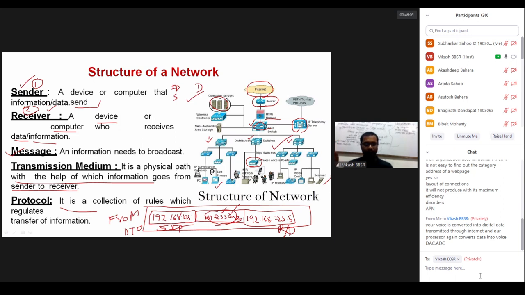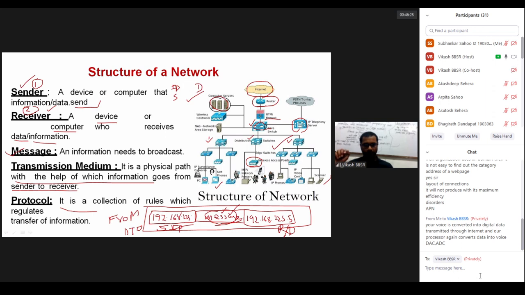If there are no rules, what will happen? You may not go in the proper way or proper path. So protocols are there. So many protocols are there. They control all the transmission. Clear, all of you? So this is all about the structure of a network.